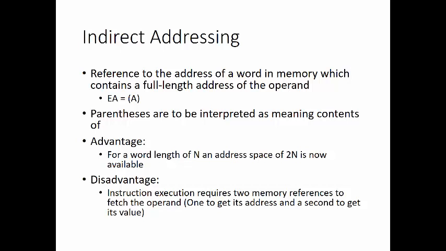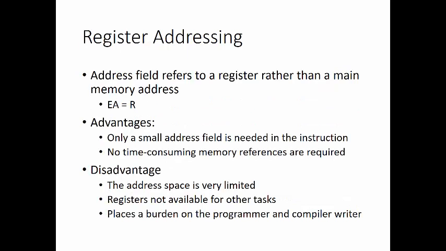A rarely used variant of this, and you can look it up on page 460 of the text, is multi-level or cascaded indirect referencing. The disadvantage there is that 3 or more memory references could be required to fetch an operand. Not all the time, but it could work out that way. So that one's kind of a footnote.